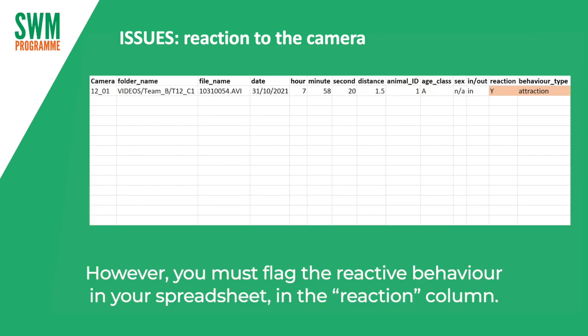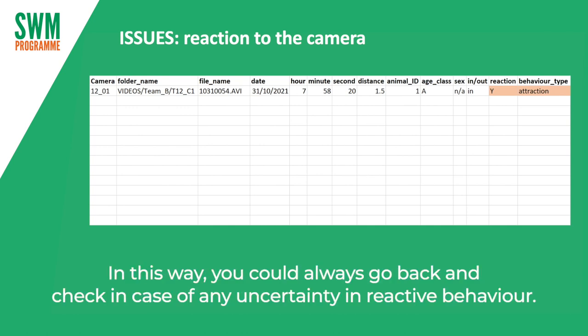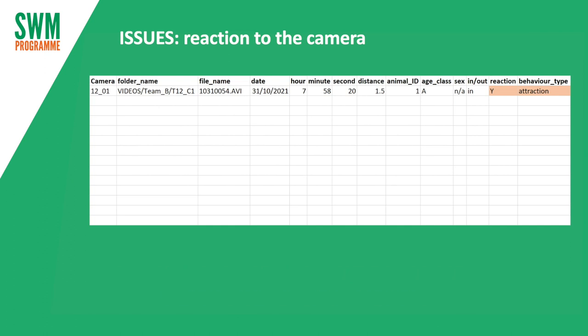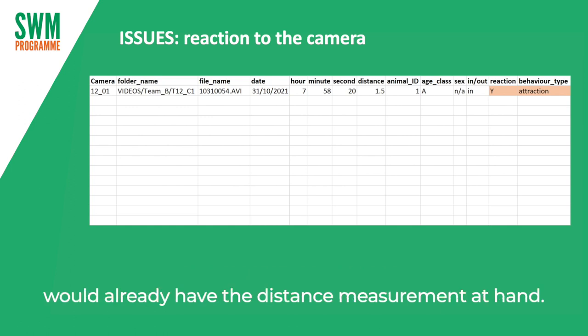However, you must flag the reactive behavior in your spreadsheet, in the reaction column. Like this, where Y means yes. In this way, you could always go back and check in case of any uncertainty in reactive behavior. If you do enter the distances, then a researcher disagreeing with your assessment of reactive behavior would already have the distance measurement at hand.